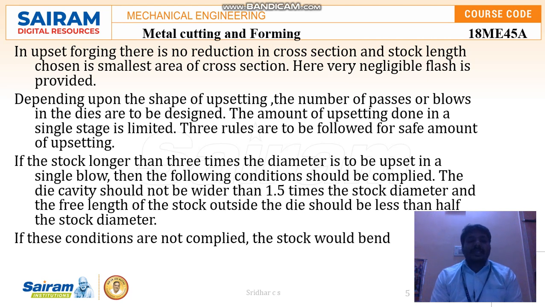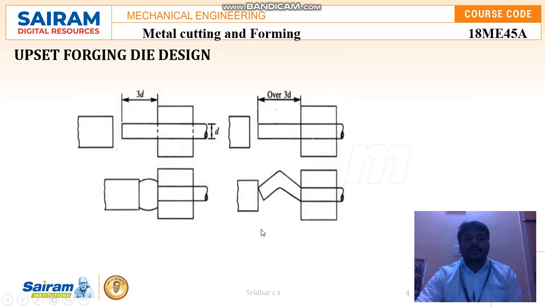The die cavity should not be wider than 1.5 times the stock diameter, and the free length of the stock outside the die should be less than half of the stock diameter. If these conditions are not complied with, then the stock would be bent. If these conditions are not met, the material starts bending. So the material has to take this form by using the upset forging die. If you don't use it properly, the material starts bending.